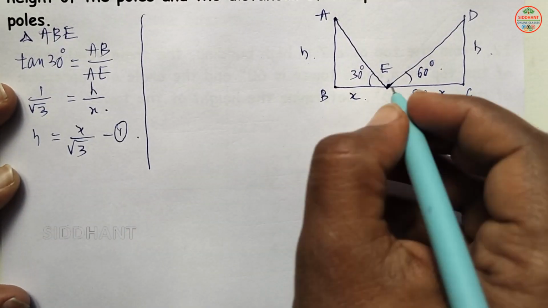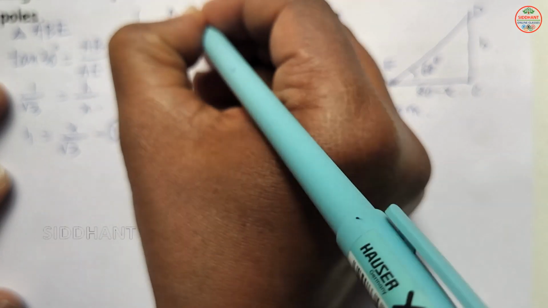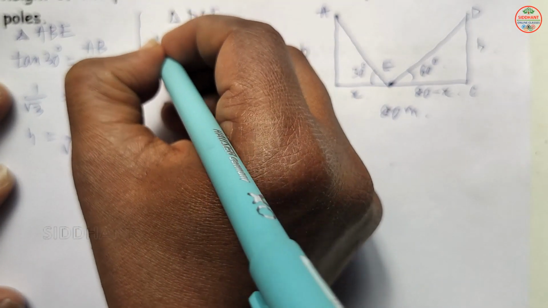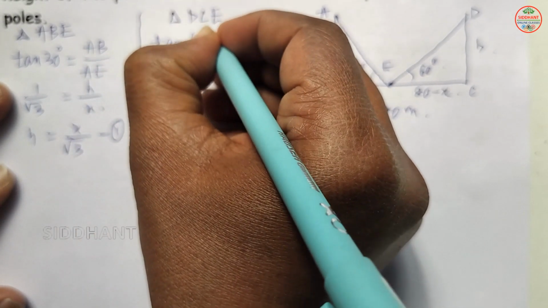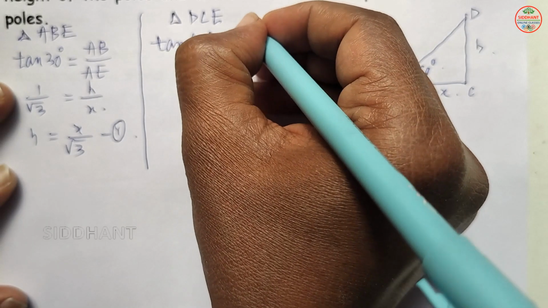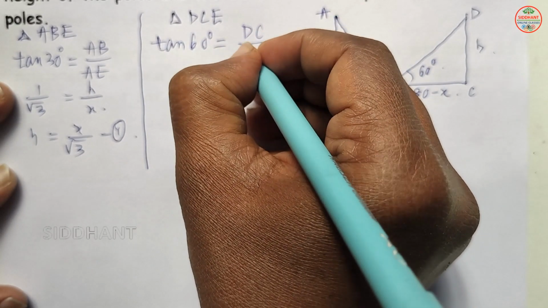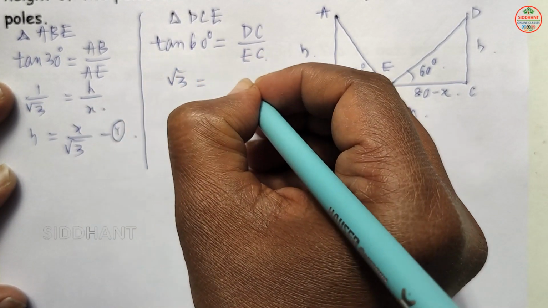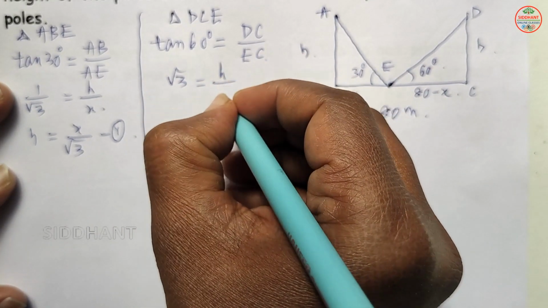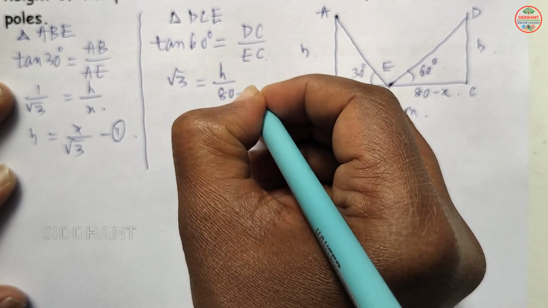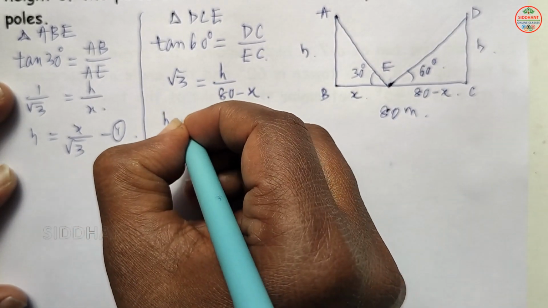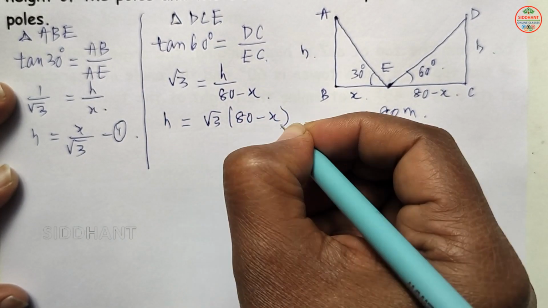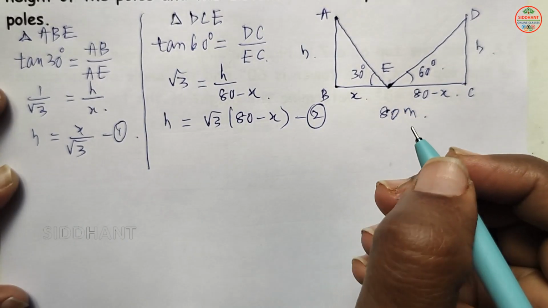Next we are going to take another triangle, which is triangle DCE here, and the angle is 60. So we are going to take tan 60 here. Tan 60 is DC by EC. We know tan 60 is root 3, and DC is the same height, H, and EC is 80 minus X. So H equals root 3 into (80 minus X). Let it be equation 2.